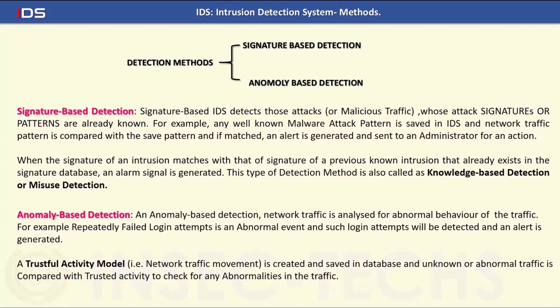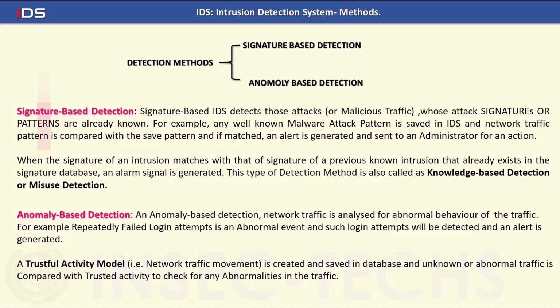Companies establish a trustful activity model in the IDS. Trustful activity means known traffic movement that is saved in the database. So when unknown or abnormal network activity is found, it is compared with the trusted activity and checked for abnormalities, and if found suspicious, then an alert will be generated and sent to the administrator. So these are the two detection methods of IDS systems.